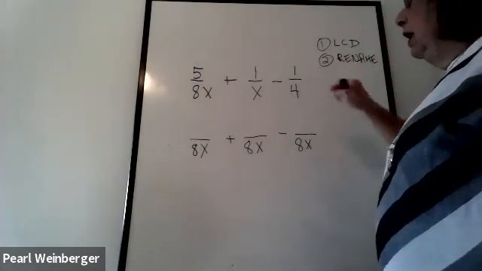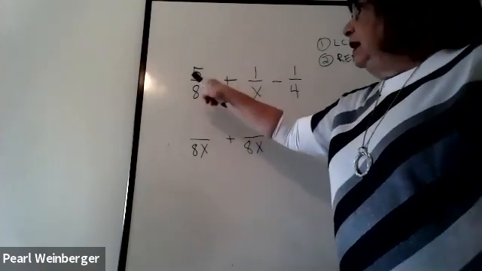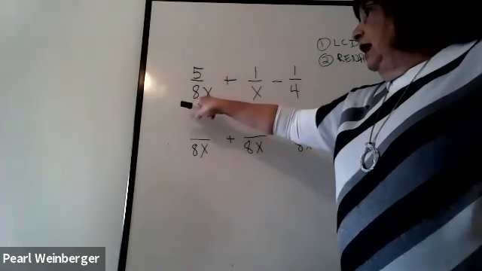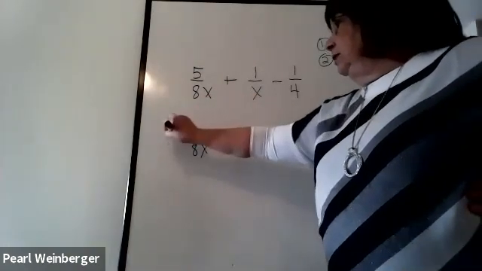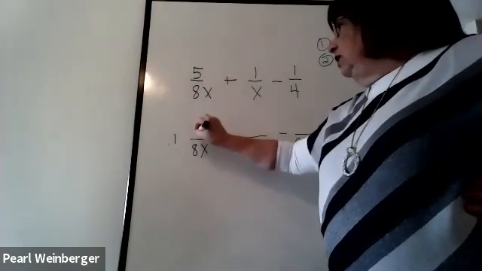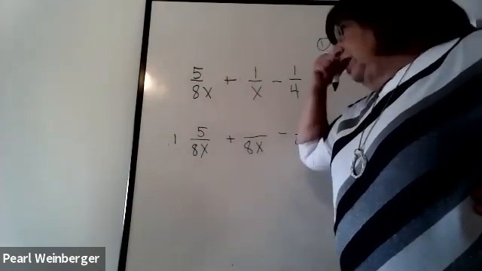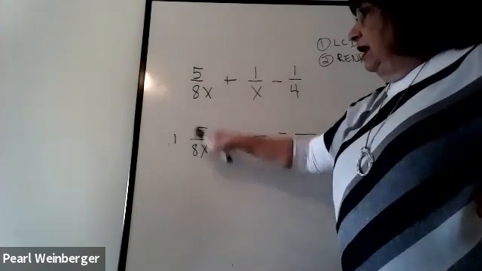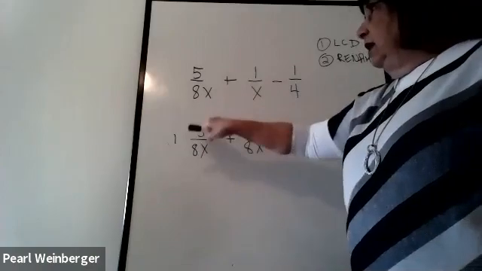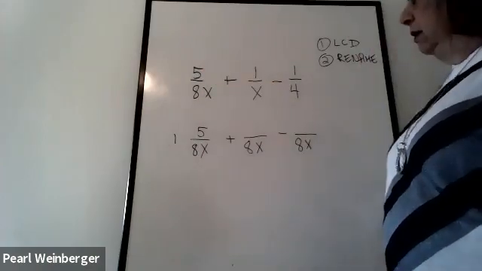We now want to rename our fractions by dividing. Now I'm going to finish up the problem. We're going to divide 8x into 8x. That gives me 1. So I have to multiply this 5 by 1, and that leaves it 5. Or think about it this way. I didn't change the denominator, so I don't have to change the numerator. This is 8x in the denominator, so the 5 stays in the numerator.